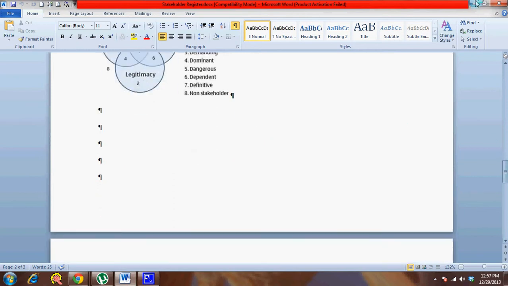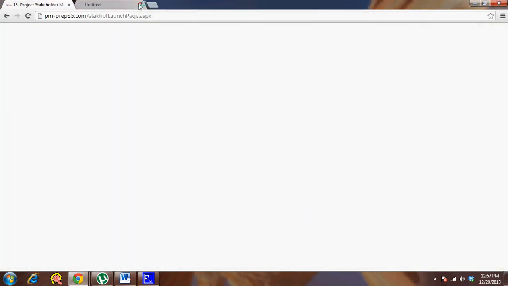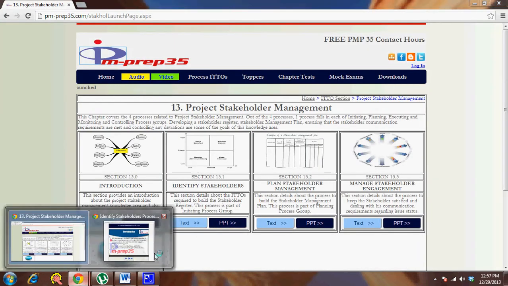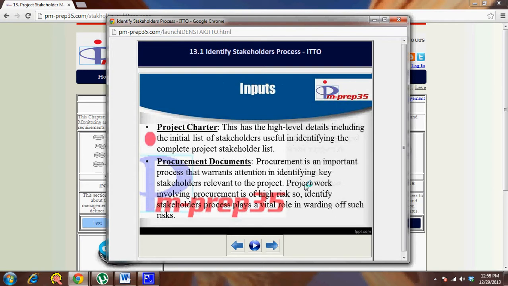With that idea, let's walk through the remaining points. Customer, sponsors, project team, and performing organization, seller are all examples of stakeholders. So let's get into the inputs for this particular process. The main input is the project charter, because it's one of the first documents which has the high-level stakeholder list.